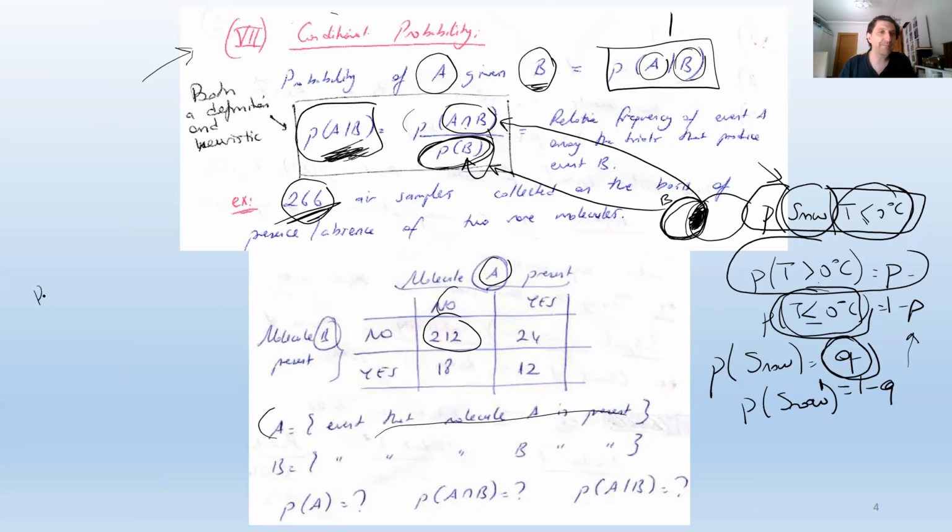Well, this is pretty simple. The probability of A is going to be equal to, let's see, we have probability of A here, 24 plus 12 over 266. But let me do this operation in a slightly more formal way. Probability of A is going to be equal to, note that this is probability of A intersection B plus probability of A intersection complement of B.